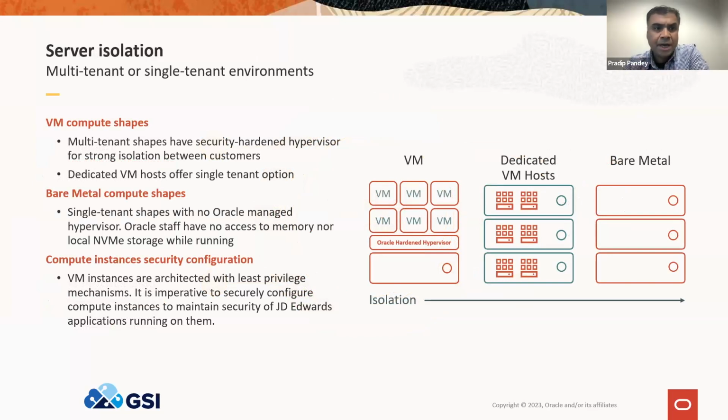Server isolation, multi-tenant and single-tenant environment. So again, we have virtual machines, compute shapes, which are multi-tenant shapes with security-hardened hypervisors for strong isolation between customers. Dedicated VMs offer a single-tenant option, so you can decide between hypervisor or dedicated VMs. Bare metal compute shapes are single-tenant shapes with no Oracle-managed hypervisor. Oracle staff have no access to customers' memory or local NVMe storage while running in that configuration.